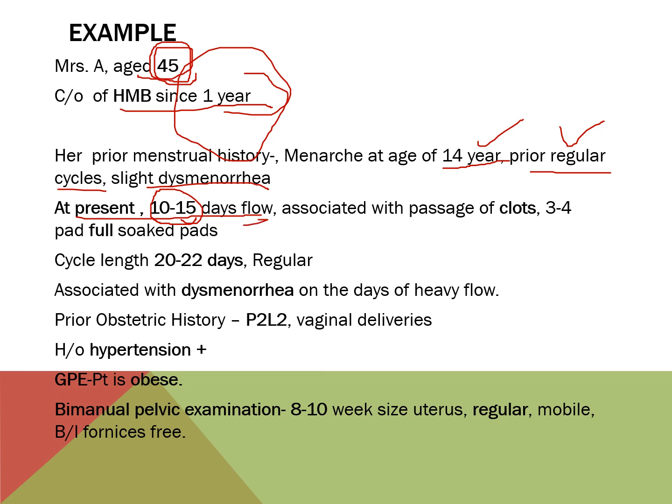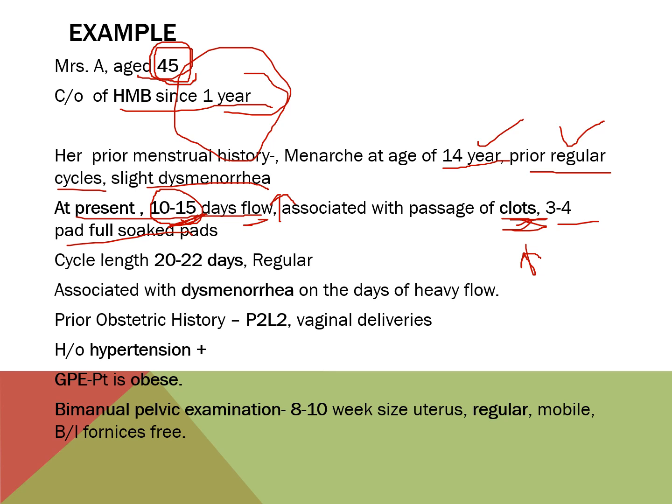This flow is definitely increased. Why am I saying this? Because it is more than 8 days and associated with passage of clots. The passage of clots also signifies that there is heavy menstrual flow. She is having 3 to 4 full pad soaks.